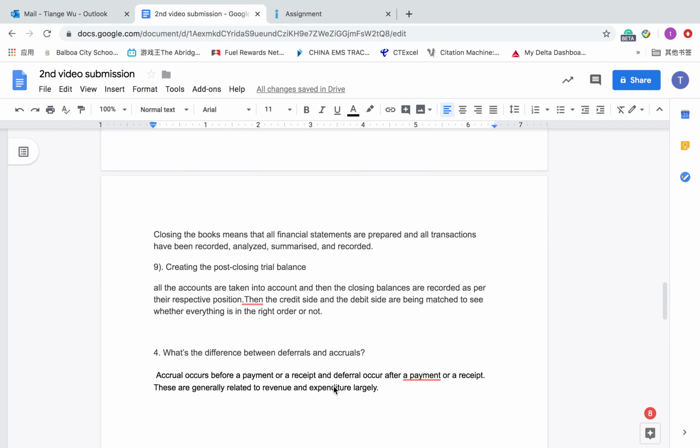And for the last question, accrual occurs before a payment or receipt, and deferral occurs after payment or receipt. These are generally related to revenue and expenditure largely.